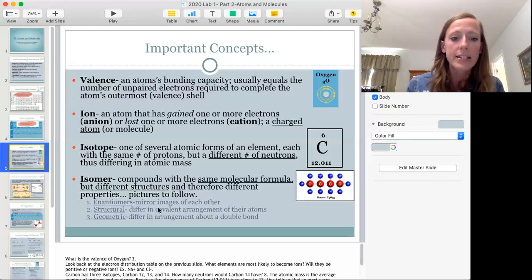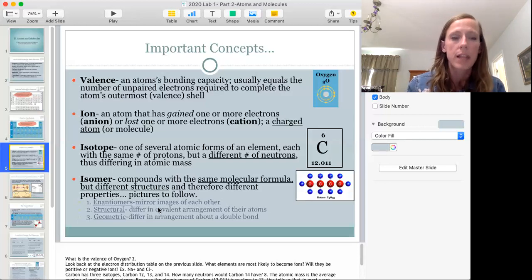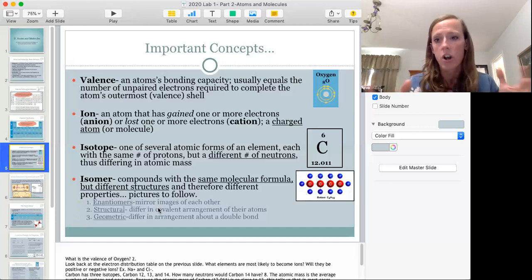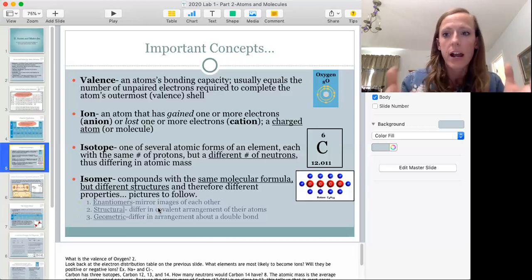And then an isomer, and I'll continue this on the next slide as well. An isomer is a compound that has the same molecular formula as another compound. Two compounds have the same molecular formula, but different physical structures, and therefore different properties. So structure often dictates function, how it reacts based on how it appears, how it's formed, right?